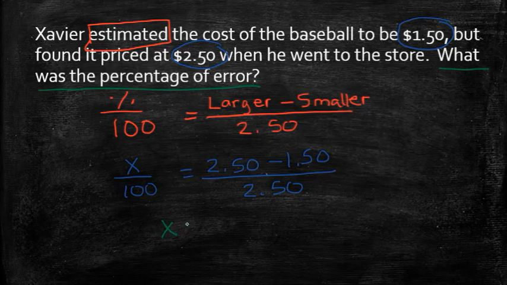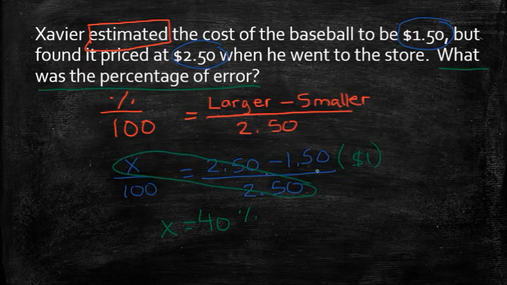So you should have x equals 40%. So here you should have got $1, because $1.50 subtracted from this original $2.50 there, that is $1, and you know that you're going to use your butterfly strategy to cross multiply these.